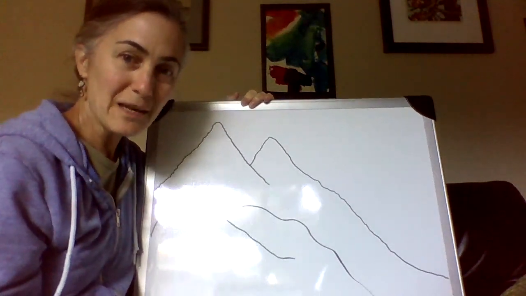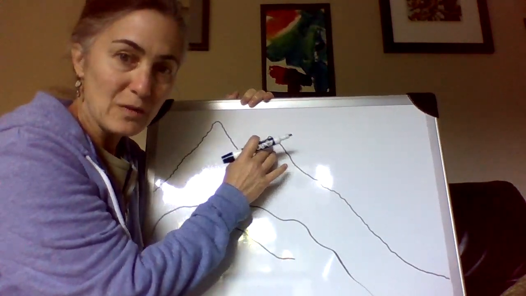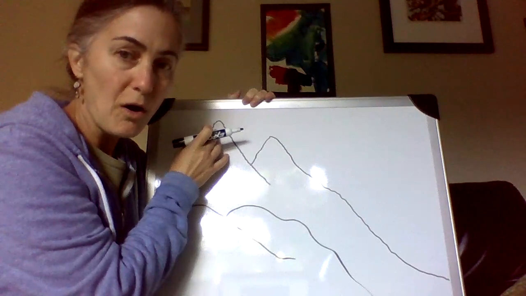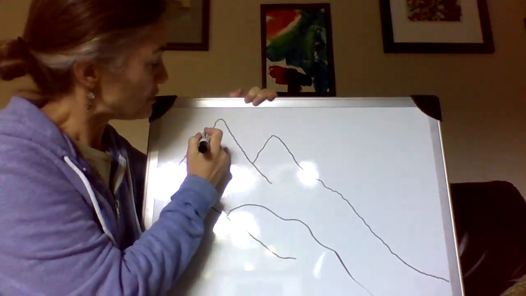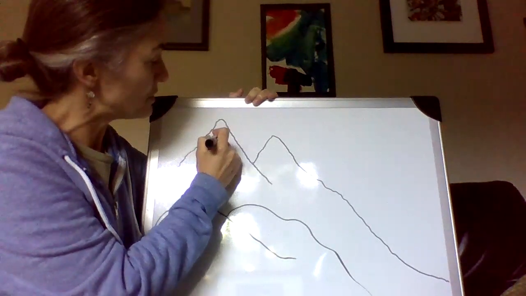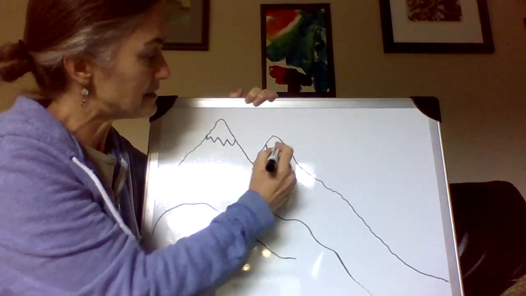Next, let's put some snowy peaks. You might have heard that the forests can't grow all the way up to the very tops of the highest peaks, but you can have snow up there. So do a jaggedy snow line on these.